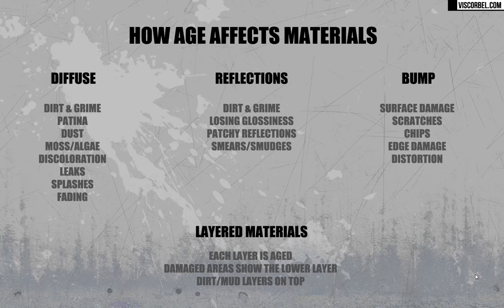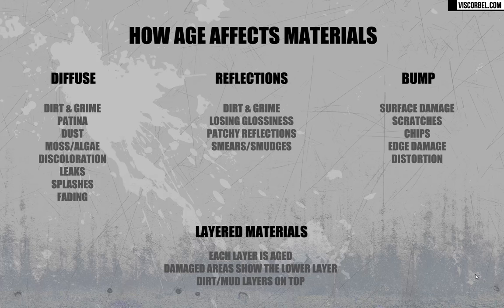Right, and for the bump you have some basic surface damage, some dents, some scratches, some chips, and you have some more damage around the edges where the most wear happens for the object. And you also get some distortions of the whole object. Basically, if it starts out flat and straight out of the factory, with age it can become slightly buckled, slightly wavy, and distorted a little bit.